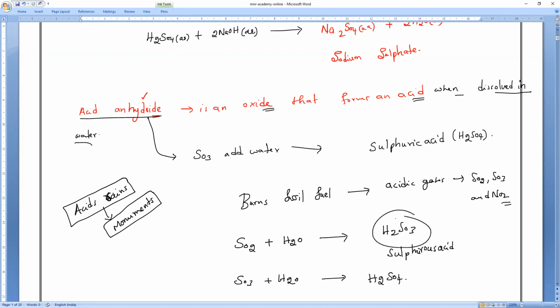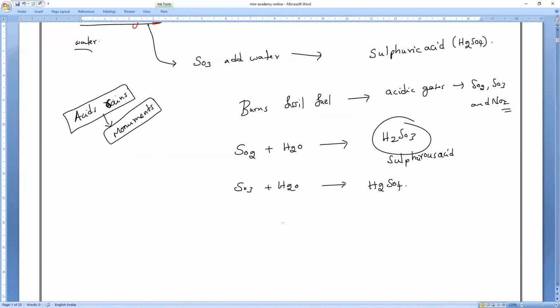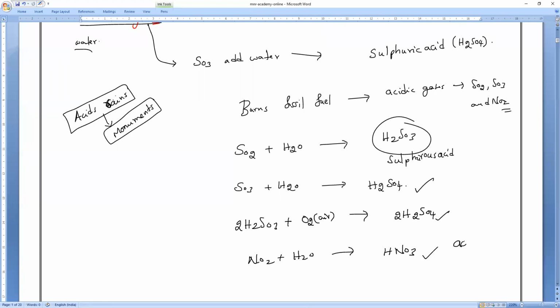Or this sulfurous acid, H2SO3, will react with oxygen which is present in the air. It will also turn into sulfuric acid. So like that, you can take it. Like nitrogen dioxide reacting with the water will form nitric acid, HNO3. This formation is what we call acid rain, everybody? Acid rain.